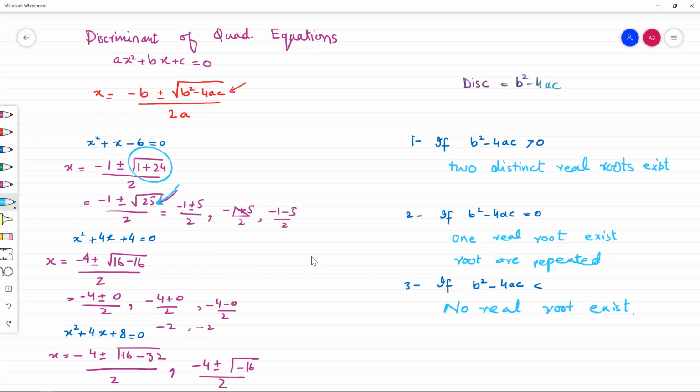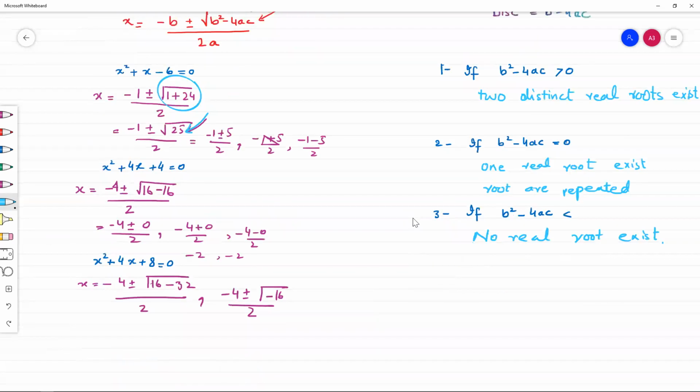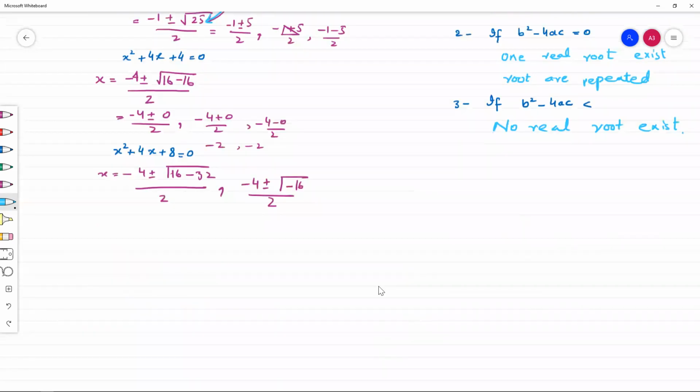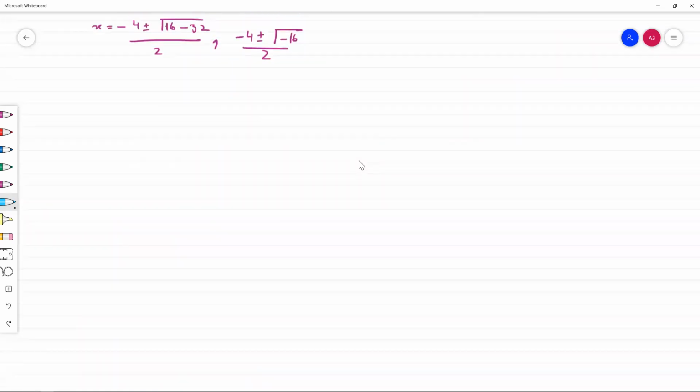So why do we use the discriminant? The discriminant tells us the nature of the real roots, not the roots themselves. It explains how many solutions we will get at the end. So sometimes we don't have to find the solution.